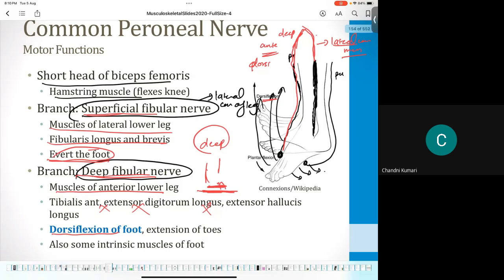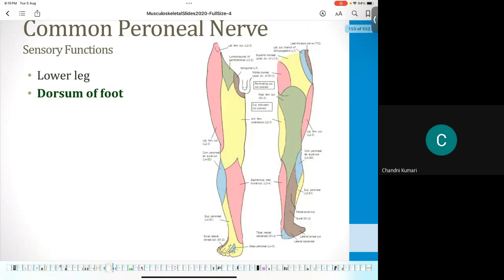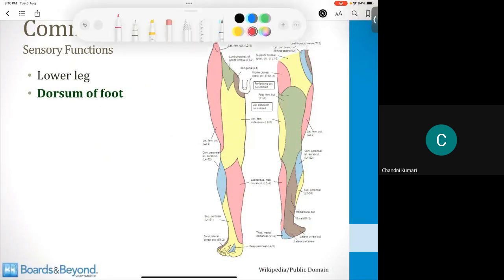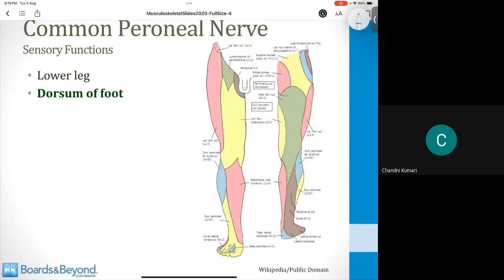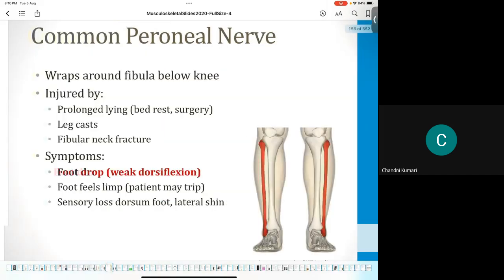Okay, so these were the nervous supply of your anterior and your lateral foot, right? So they're also going to supply the dorsum of the foot, as we know the common peroneal is going to supply the dorsum of the foot as well, right? Then we have our next one.